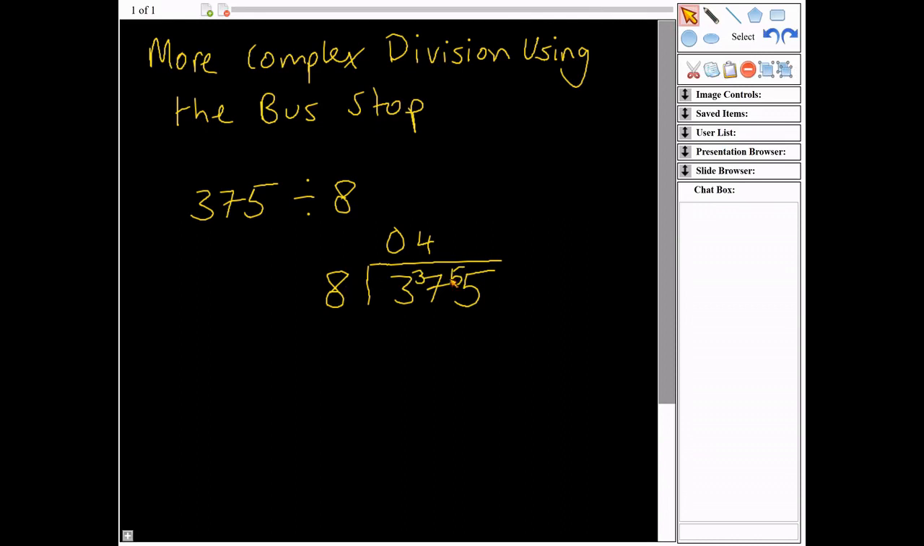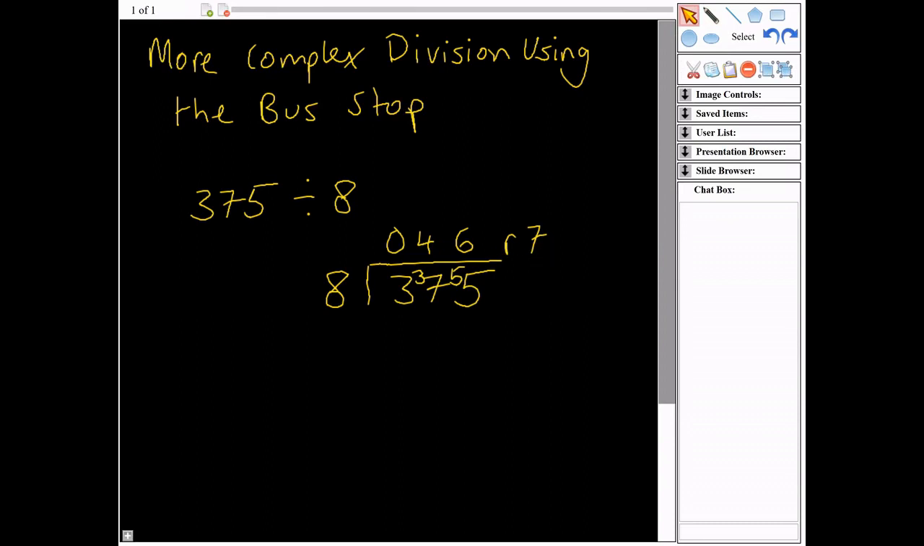Then I would say 8 into 55. That would go in 6 times. 6 times 8 is 48. So I would have a remainder 7. Now, I could just write remainder 7 like that, which is sort of an acceptable answer. So it goes in 46 remainder 7.